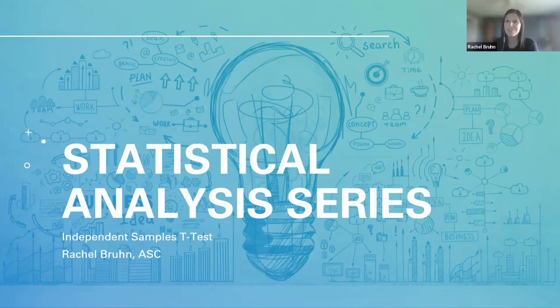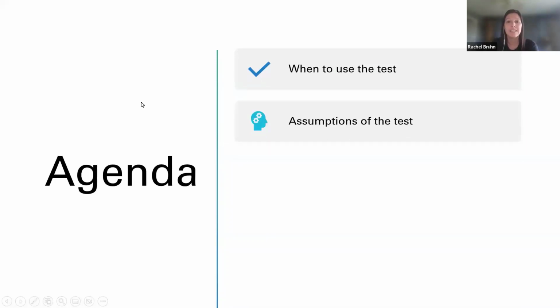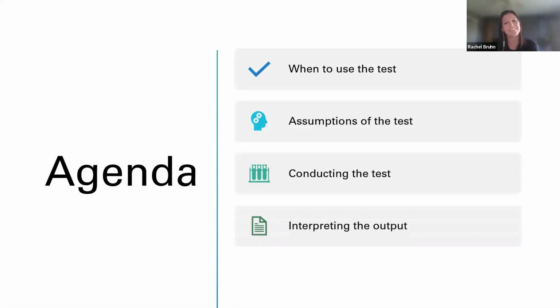This is the first of hopefully a series of webinars where we're going to take a deep dive into some of the common statistical tests. We get a lot of questions on these. So in this session, I'm just going to focus on the independent samples t-test. We're going to talk about when we use this test, what the assumptions of the test are, how to conduct the test, interpreting the output that SPSS gives us, and then reporting the results. Hopefully, we're going to get time to get through all of those.